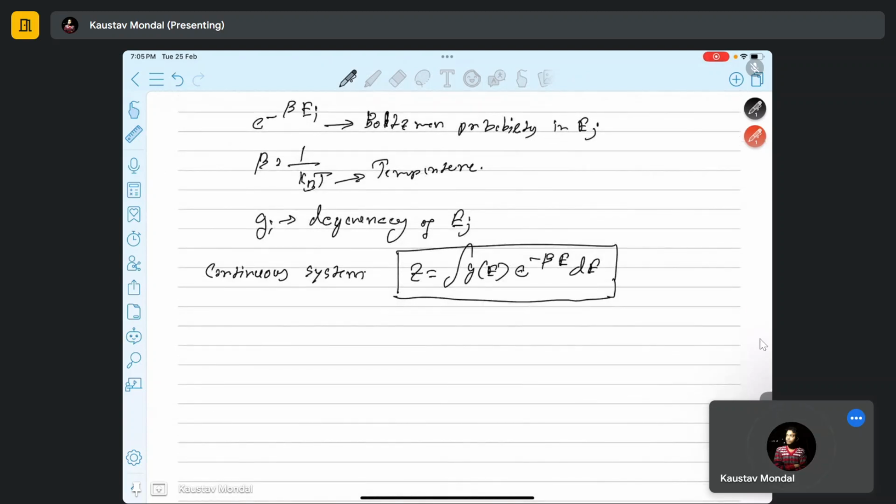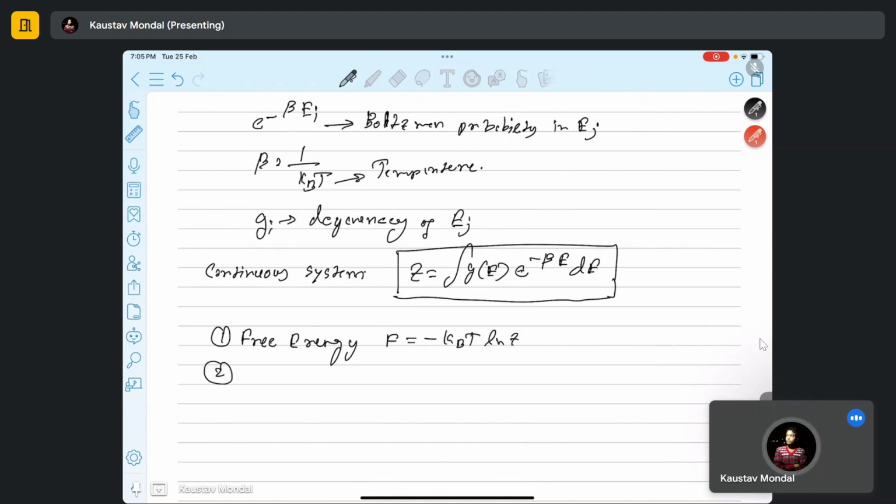Now if you have this Z value, you can calculate many things, if you have this Z expression. The first thing you can calculate is the free energy, or the Helmholtz free energy. That, I guess you already know, is F equal to minus kBT ln Z.